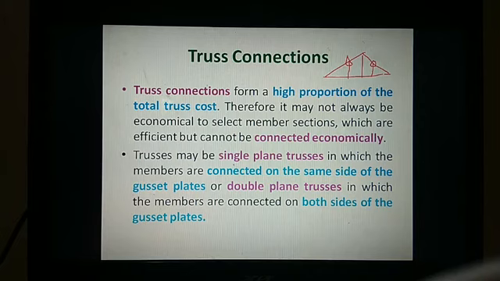So when the members are carrying more lateral forces, more roof loading, then they are going to go with double plane trusses. That means on both sides of the truss you will have a bracing system, on this face and on the other face. That is how single plane trusses and double plane trusses are classified.